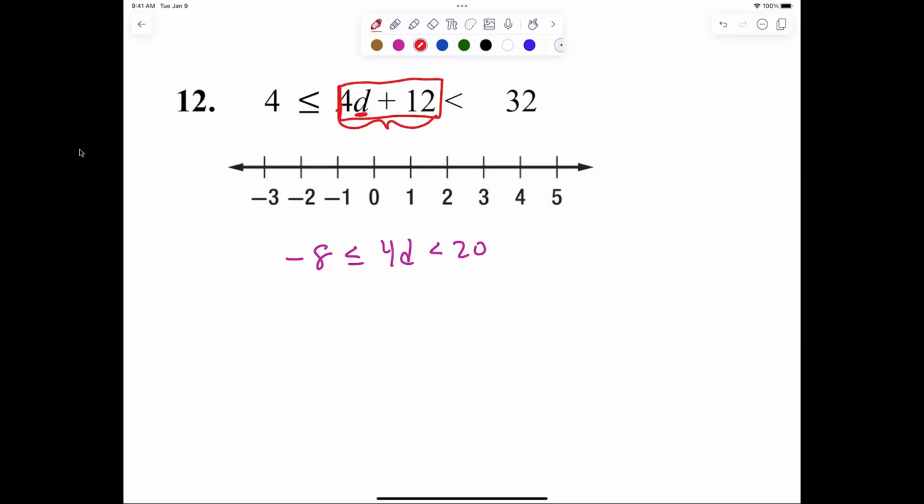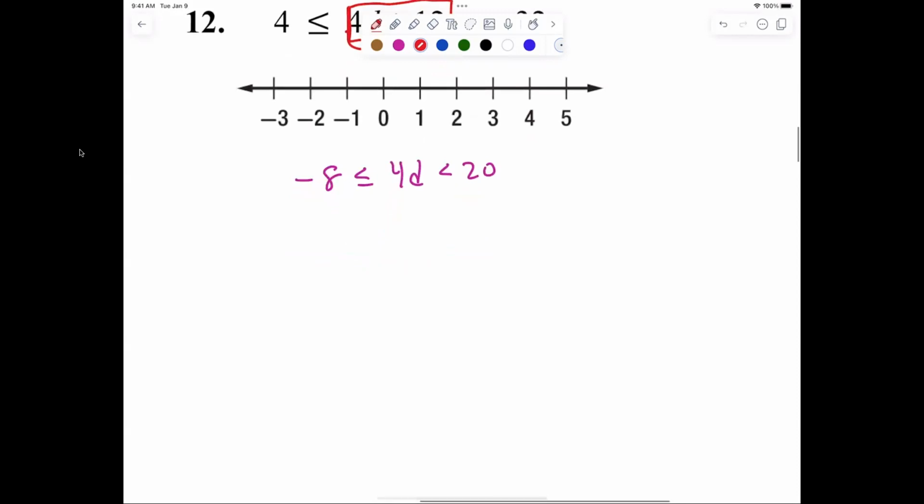Now, after you subtract 12, we're going to do what? Divide by 4. So if I divide by 4, that's going to give me -2 is less than or equal to D, less than 5. So that just means D is between what? There we have it, guys. Here's a -2. Here's a 5, parentheses. All right, is that good?